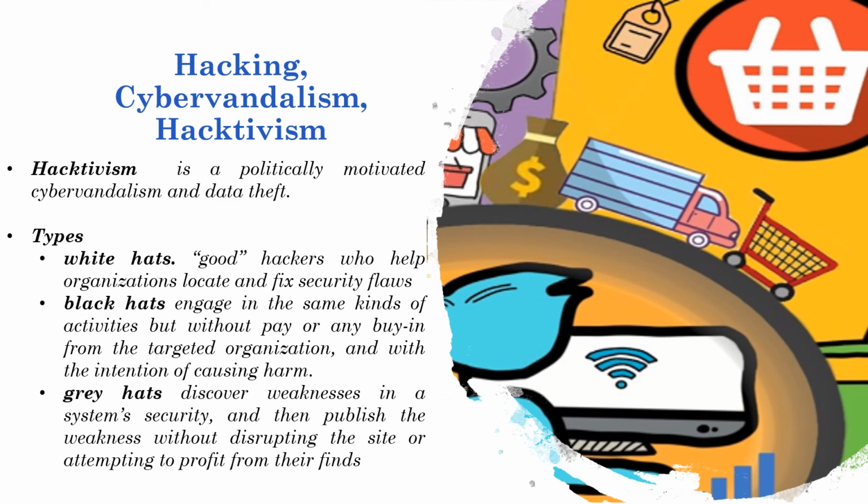And then we also have the gray hats, who believe they are pursuing some greater good by breaking in and revealing system flaws. The gray hats discover weaknesses in a system's security and then publish the weaknesses without disrupting the site or attempting to profit from their finds.